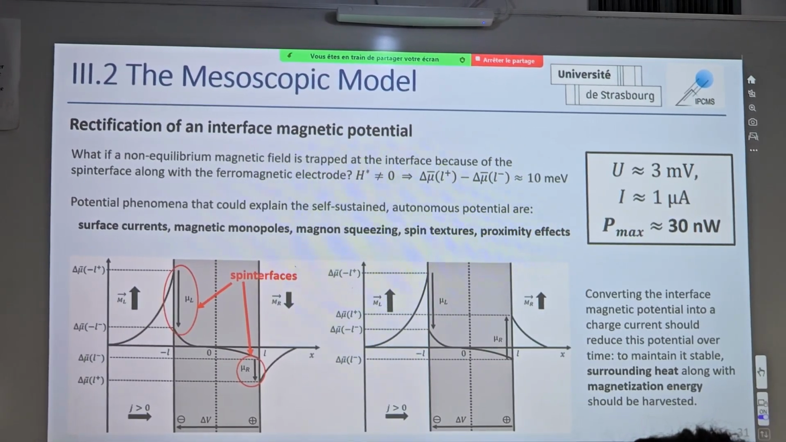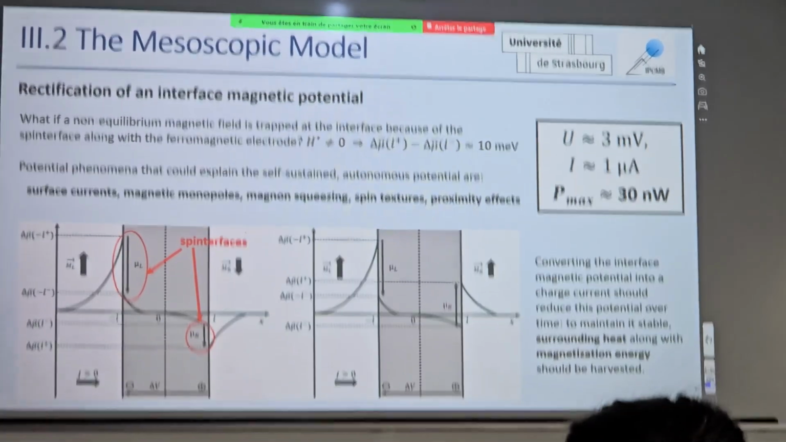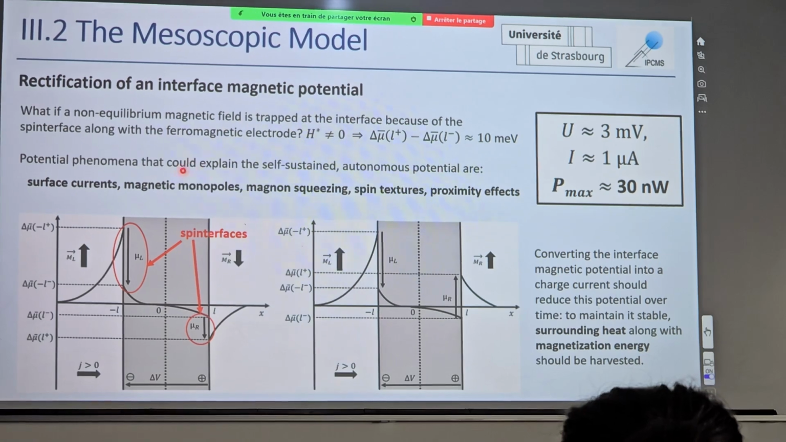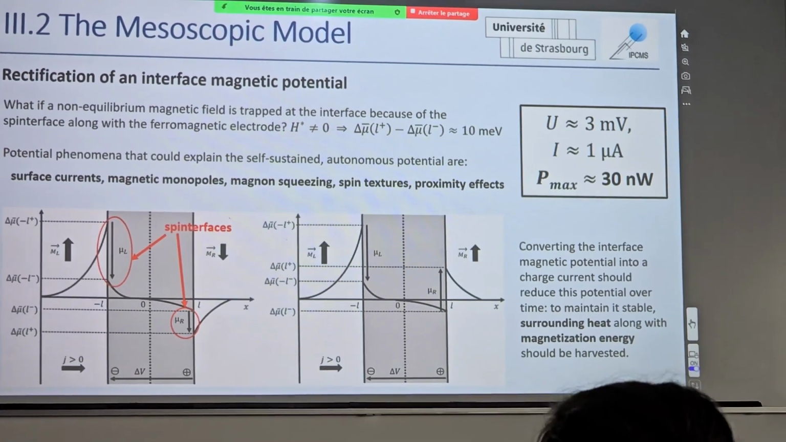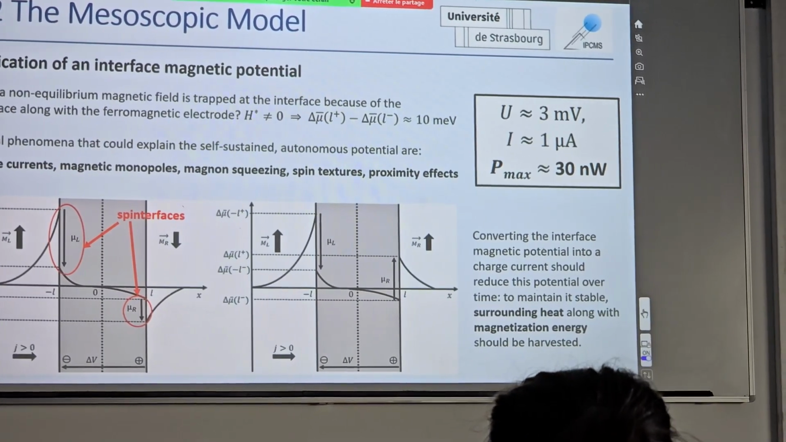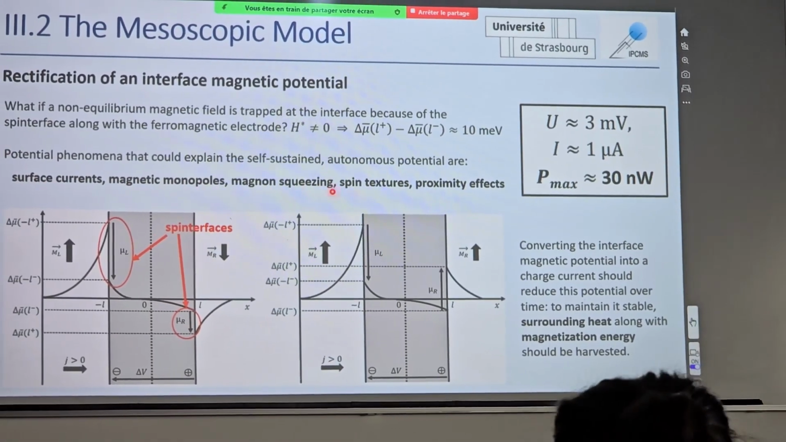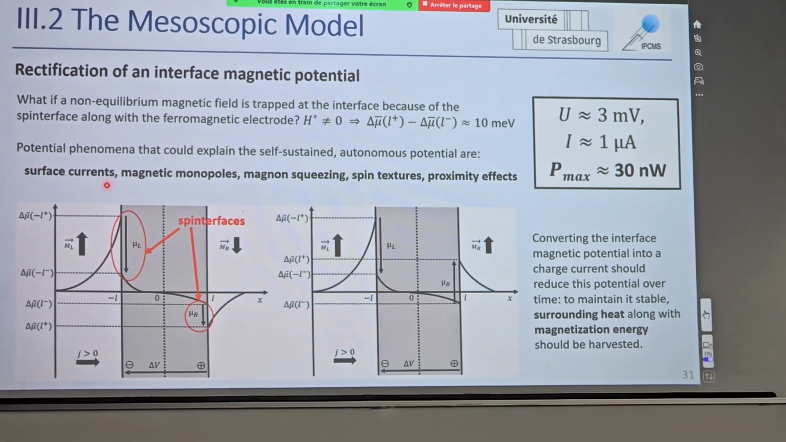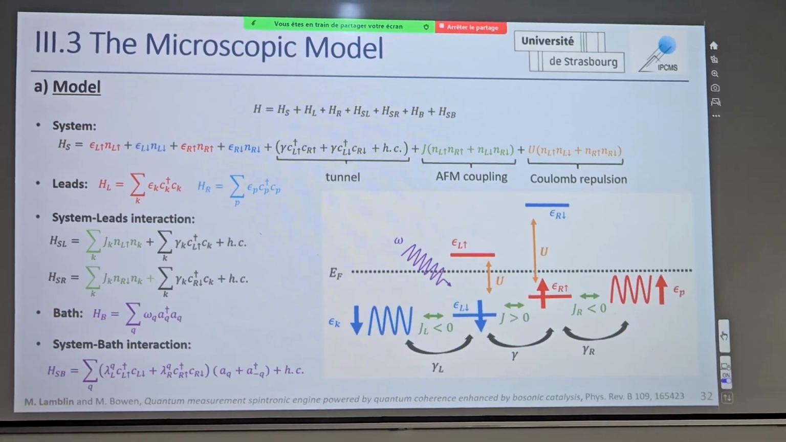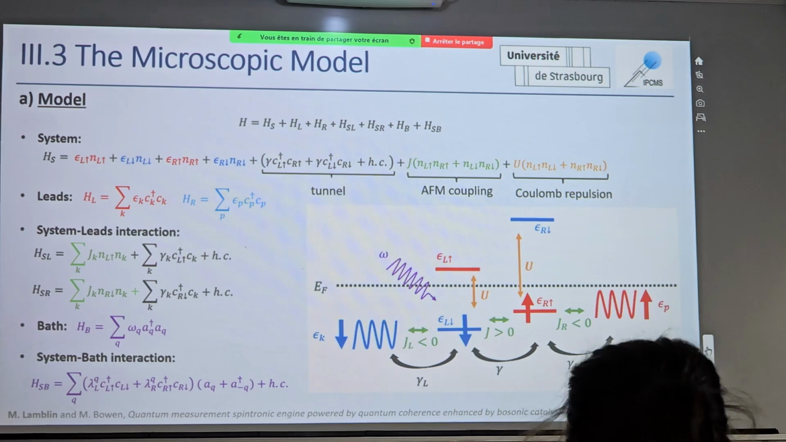The question is now, what is the source of this non-equilibrium magnetic field trapped at the interface? And so I proposed potential phenomena that can explain this autonomous non-equilibrium magnetic potential, mainly surface currents, magnetic monopoles, magnon squeezing, spin textures, and proximity effects. So finally, I moved one step lower and designed a microscopic quantum model in order to explain the engine.